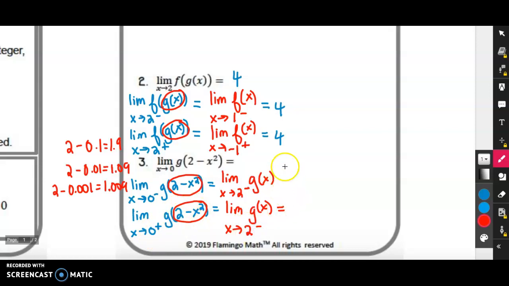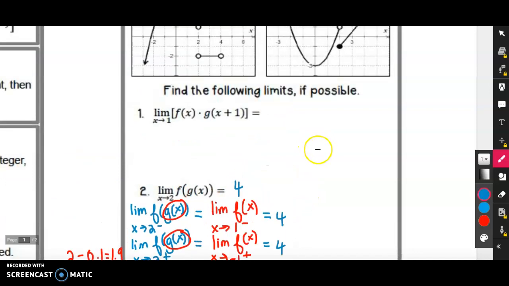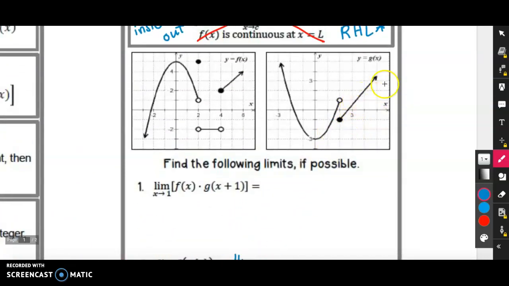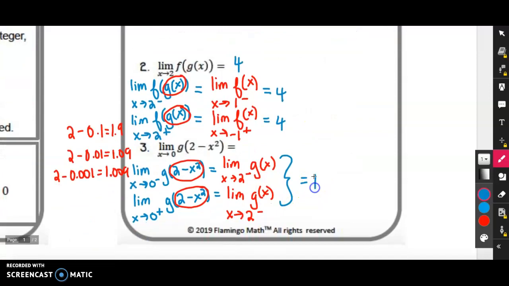And so then what that actually tells me is that these answers will automatically be the same as long as this limit exists. All right. So if I go to g of x and I say what's happening as I approach 2 from the left-hand side, my answer on g of x looks like it'll be 1. Woohoo!